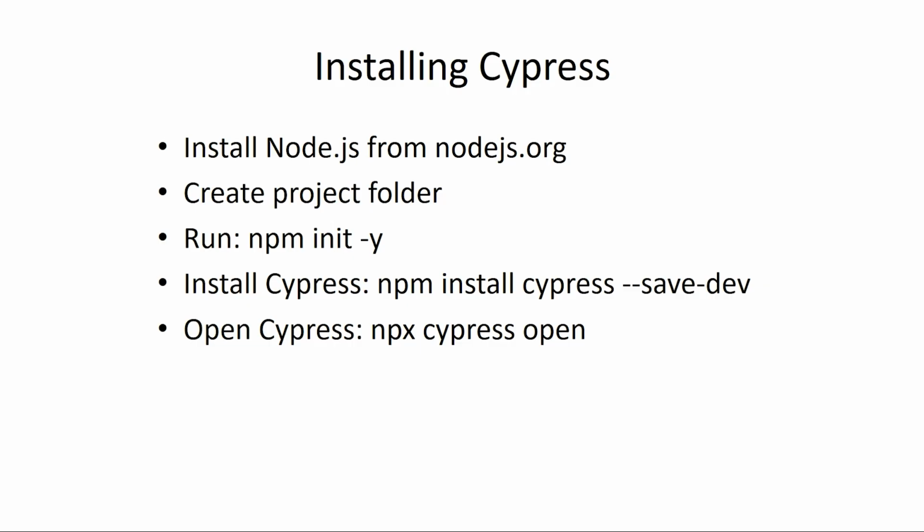For installing Cypress, install Node.js from nodejs.org. This is the website link. Create a project folder and run the command npm init -y for creating a project, and then install Cypress. npm install cypress --save-dev. This command is used for installing Cypress. For opening Cypress, enter the command npx cypress open.